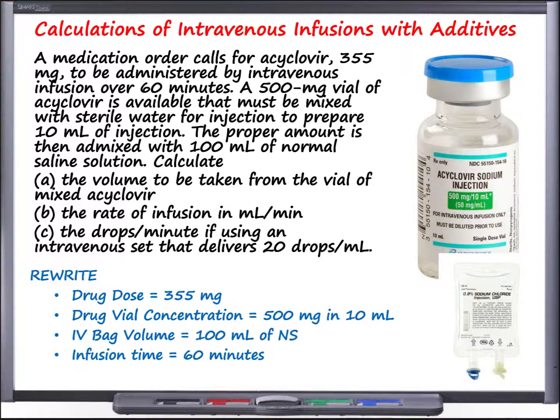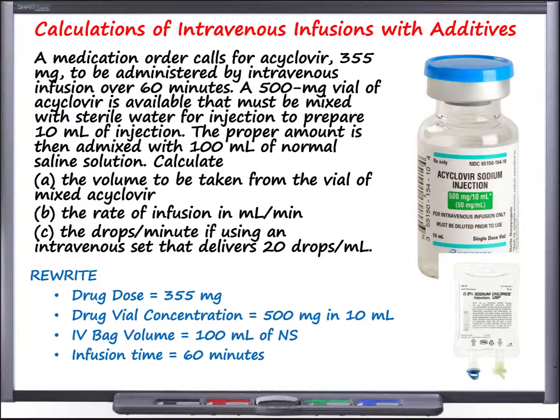Now, the proper amount of acyclovir from that vial will then be withdrawn from the vial and injected into a 100 milliliter bag of normal saline solution. The question therefore asks us to calculate the following three things. First, the volume to be taken from the vial of the mixed acyclovir. Secondly, the rate of infusion of the final IV bag in milliliters per minute. And then third, change that infusion rate into drops per minute, since the nurse will be using an intravenous set that is calibrated to deliver 20 drops per milliliter.